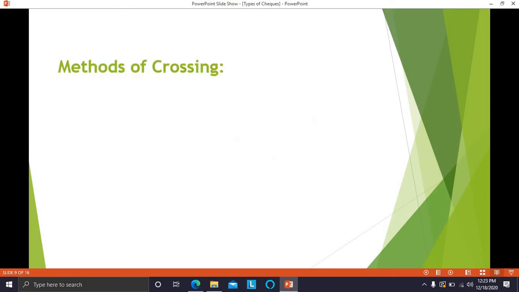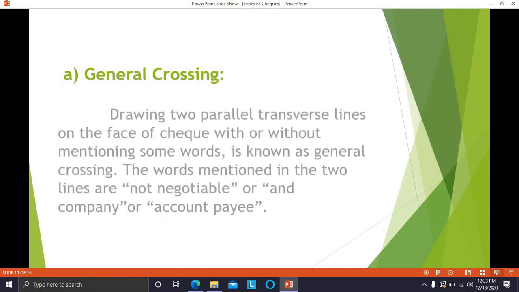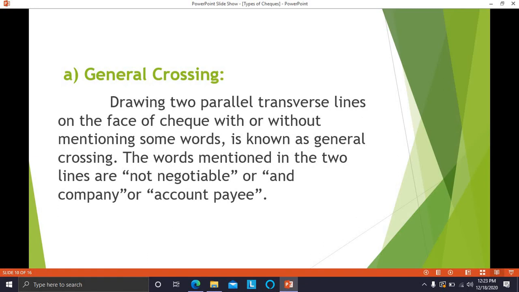Methods of crossing. Now, which are the methods of crossing? There are two types of methods of crossing of a check. That is general crossing and special crossing. What is general crossing? General crossing means drawing two parallel transverse lines on the face of the check. Transverse means lines drawn in the crosswise direction. Those lines are called transverse lines.